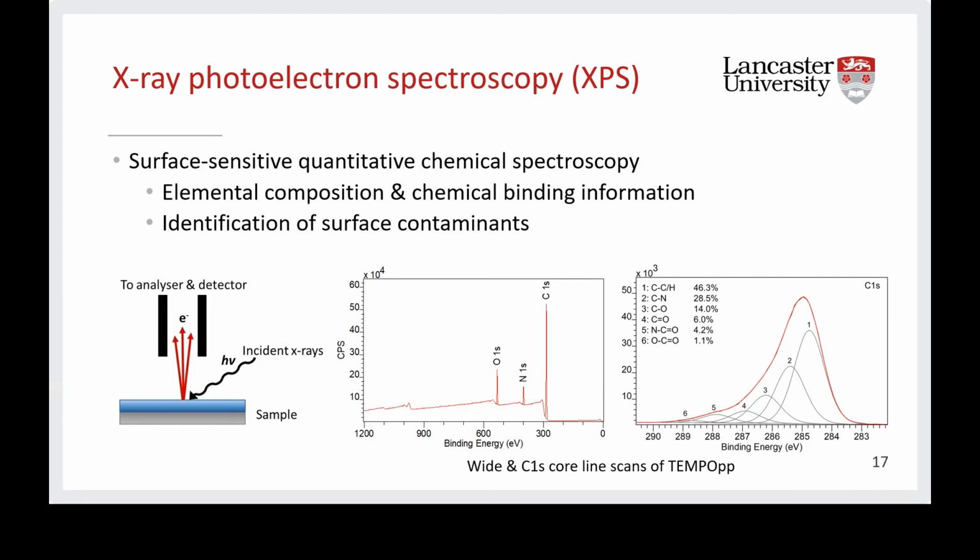Essentially, it works by shining X-rays onto a sample. Energy is absorbed and electrons are emitted, which themselves have a characteristic energy based on the element they've come from and its local binding conditions. So its neighboring atoms, its oxidative state. It's surface sensitive, and it's quantitative. You can see some examples of TEMPO plasma polymer spectra, so the data on the bottom of the screen here. I'm going to go through that over the next few slides and explain the kind of information that we can get out of this technique.